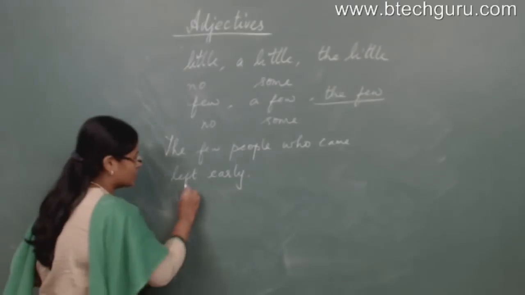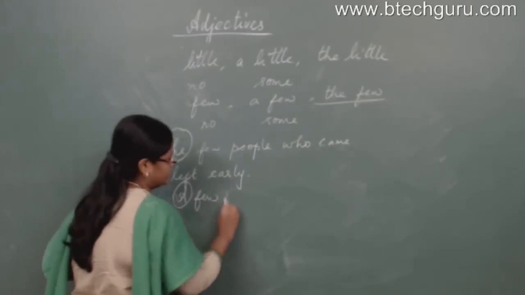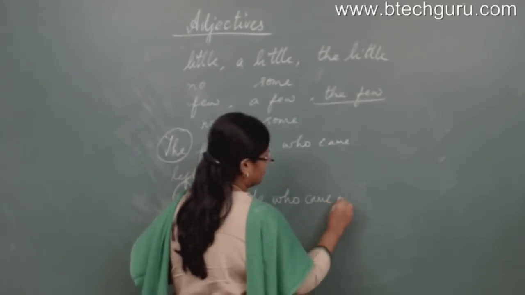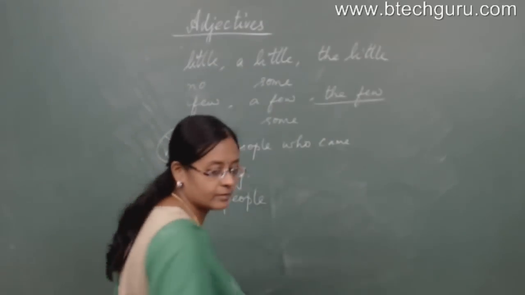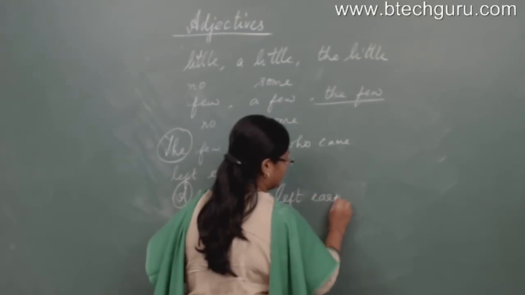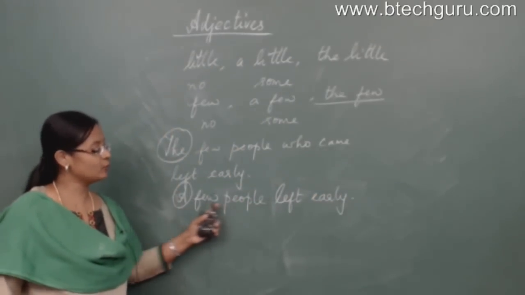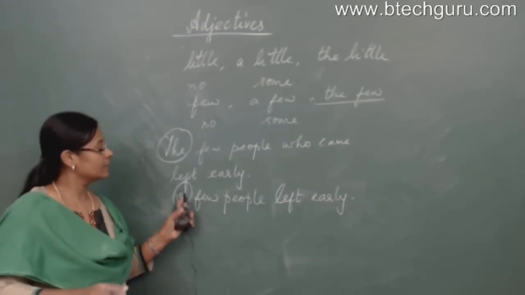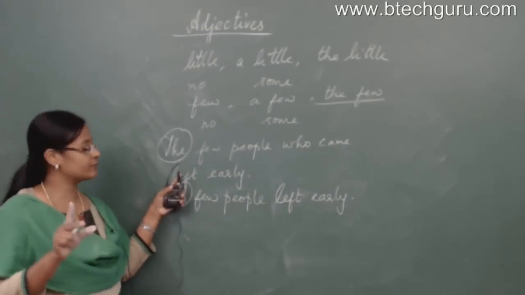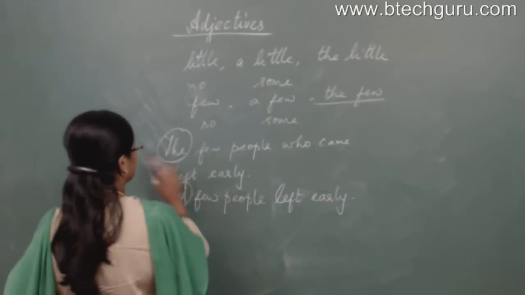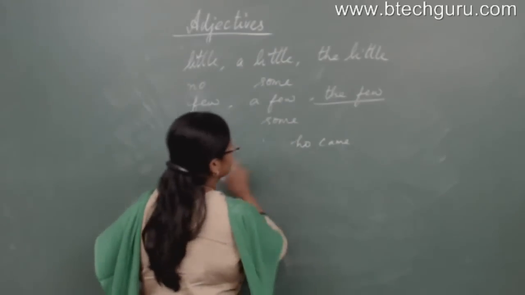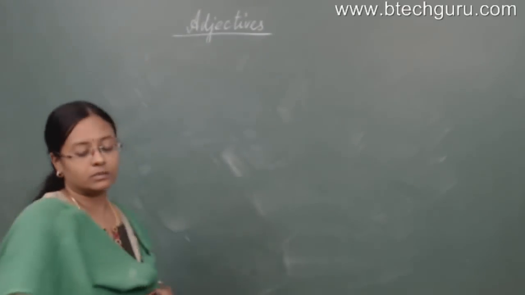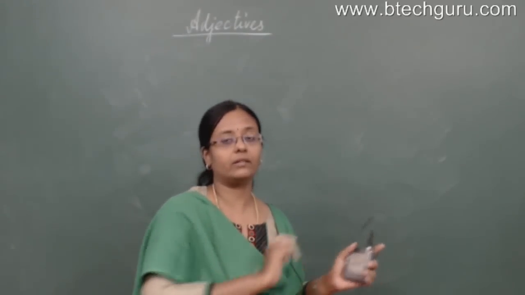It is different from a sentence which says a few people left early. So what's the difference in these two sentences? A few people left early. The second sentence means there were some more people who stayed back, who have not left yet. Here, everyone has left. The few people who came left early, right? So there's a difference in a few and the few. Similarly, the little. She drank the little water I had, which means I don't have any water. That was what I had, but she drank that.